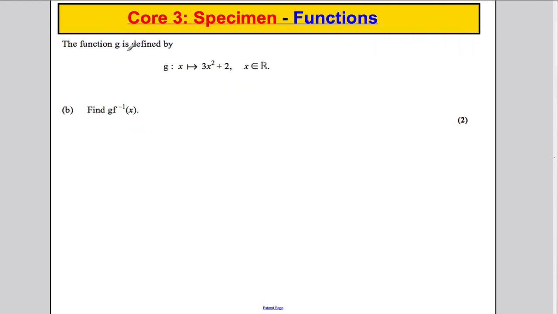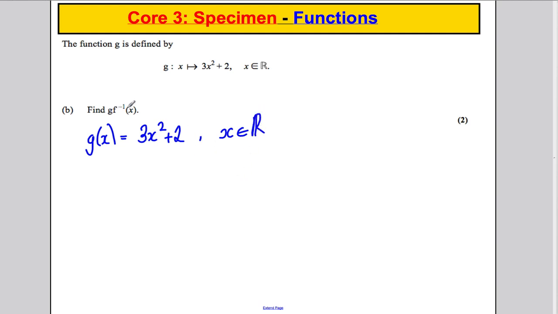Okay, it then tells us about a function g defined as follows. This tells us we take an x value, we square it, then we triple it, and then we add 2. Another way of writing this is that g of x is equal to 3x squared plus 2, and x, the number we put in, the domain, can be any real number.